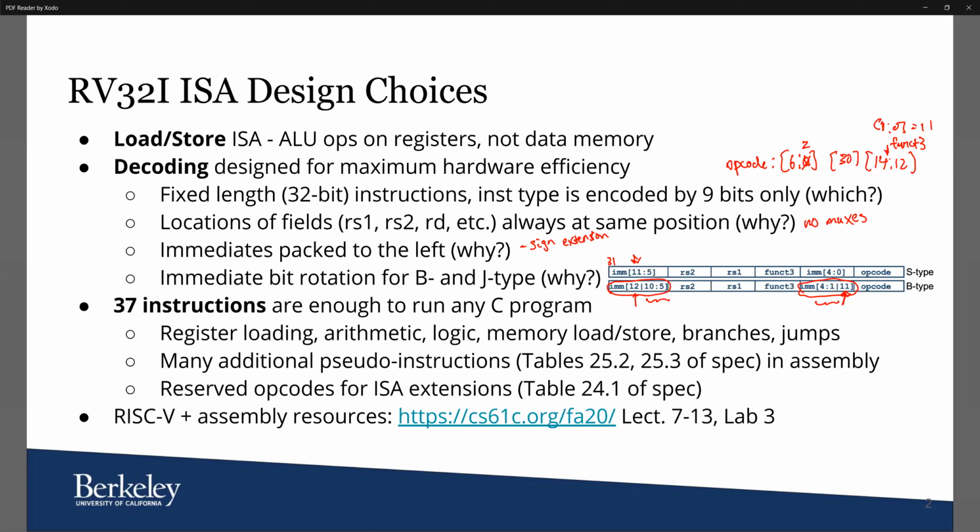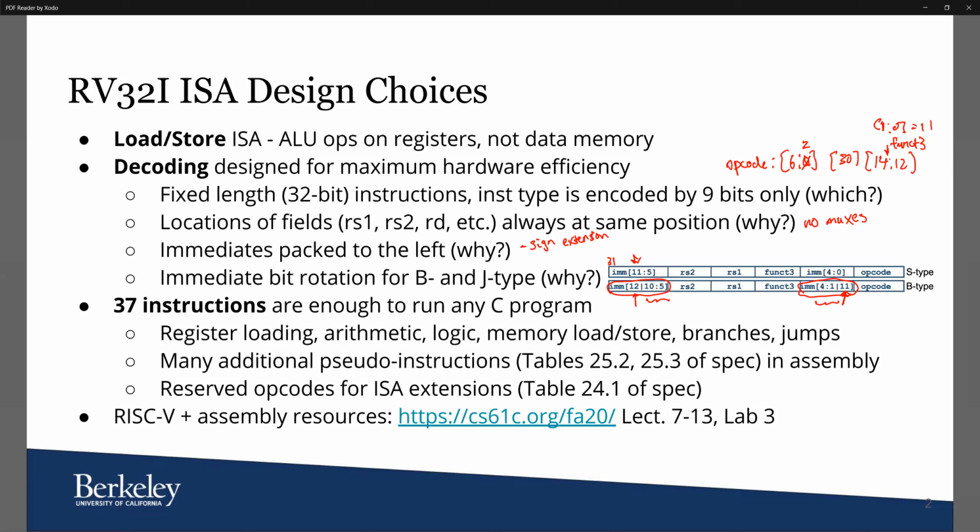All right. Okay. Also to emphasize, RV32I is basically the base instruction set, which is a set of 37 instructions that are enough to run any C program and consists of these types of instructions.